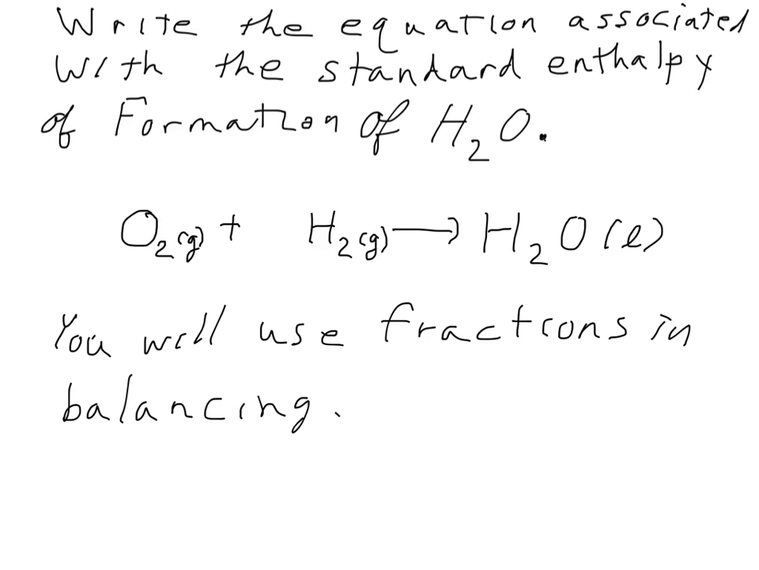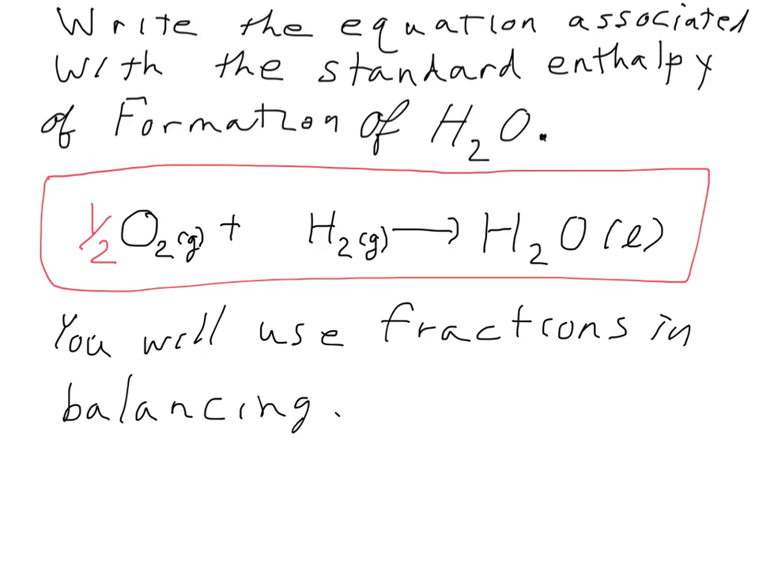When we look at our balancing, we have 2 hydrogens here, 2 hydrogens here. So our hydrogen situation's okay. But for oxygen, we only have 1 over here. Because we have to keep our number of moles of water at 1, we can't multiply our water molecules. Instead, we have to bring down the number of oxygen atoms over here. So we're going to put a 1/2 out in front to balance it. So 1/2 times 2 is 1. So now we have the same number of oxygen atoms. And that would be the equation associated with the standard enthalpy of formation of water.